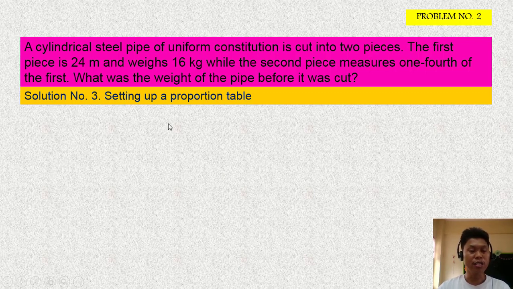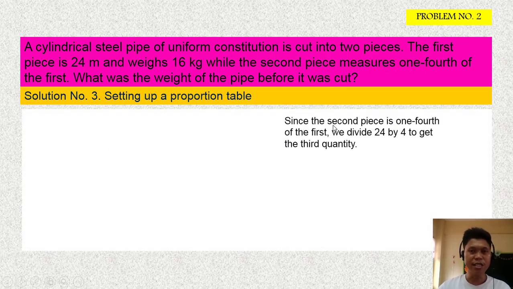Another solution is the use of the proportion table. Since the second piece, or the second cut, is 1/4 of the first, we divide 24 by 4 to get the third quantity. The given values here are only 24 and 16, but the second pipe is 1/4. So what is 1/4 of 24? We divide 24 by 4, which is equal to 6. And then we know the other quantity.